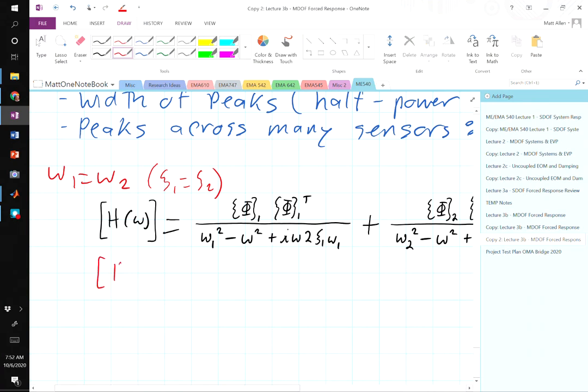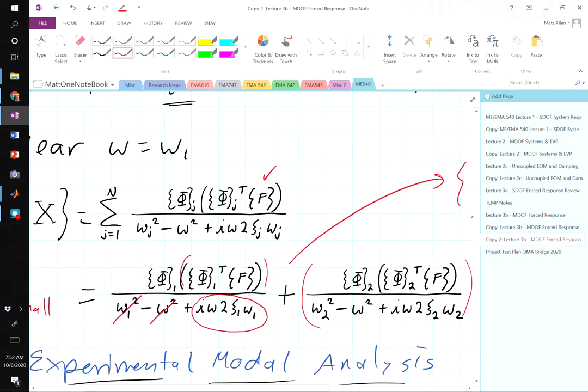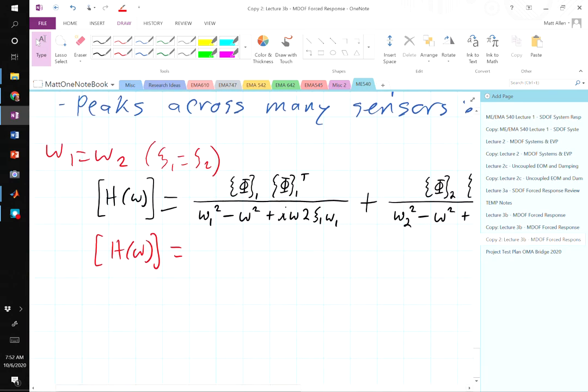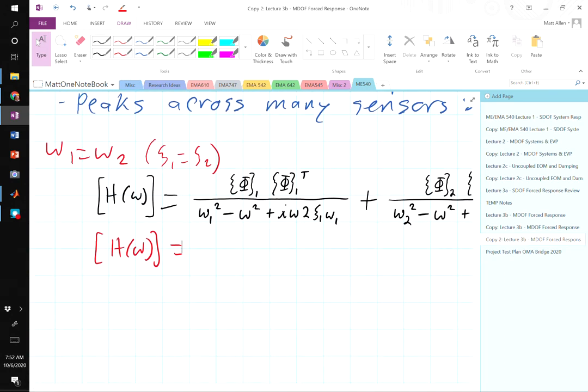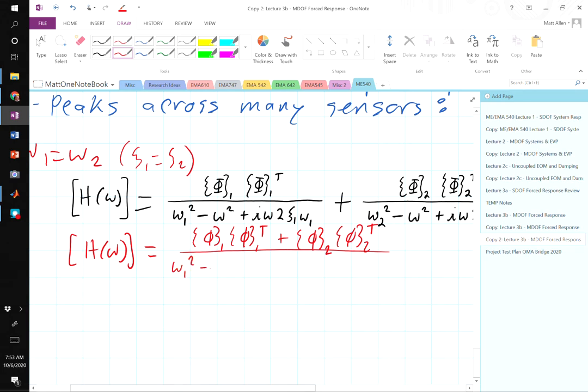And so if that happens, our transfer function matrix, and notice that I've factored out the force. I've canceled that out of both terms because this is true for any system. But if we factor that out, we can basically combine everything on one denominator. So we get the two mode shapes. Oops, this would be mode 2 in the numerator, and then our denominator would be the same.